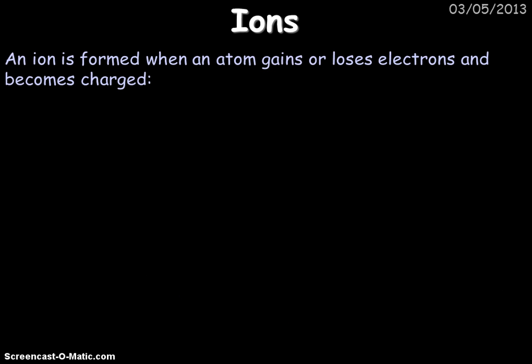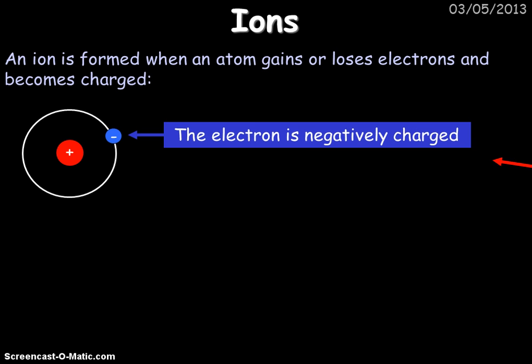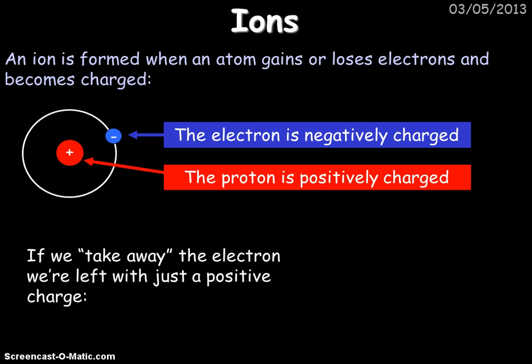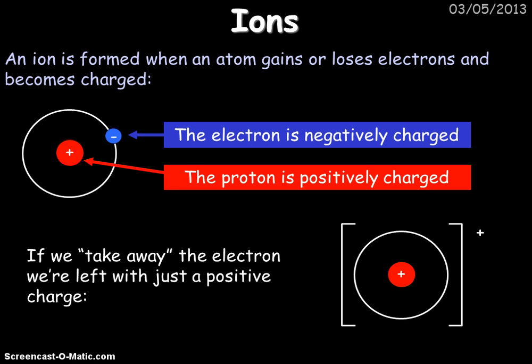So if we look at ions then, and what happens there, an ion is formed when an atom gains or loses electrons and becomes charged. And remember, that's what I said about the plus and the negative. And you may be asked to give a definition of what an ion is. So it's when an atom gains or loses electrons and becomes charged. Okay, so if we take away the electron, we're left with just a positive charge. So that's why we have the positive on the outside.